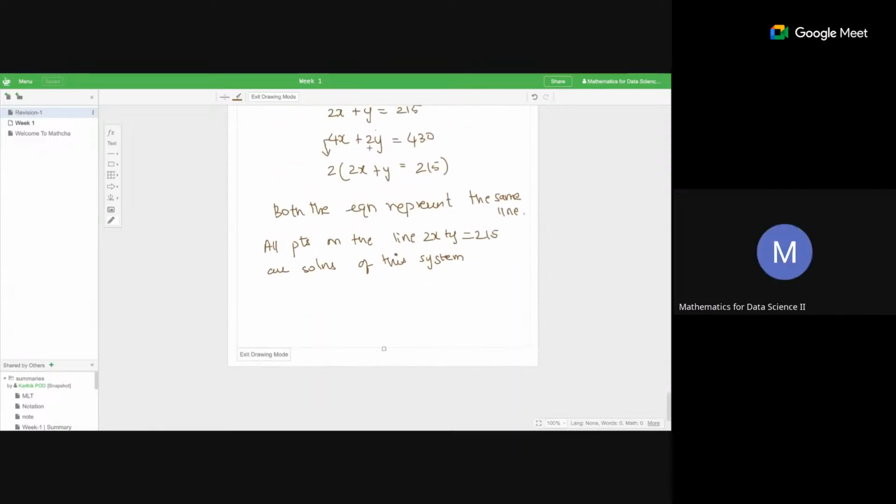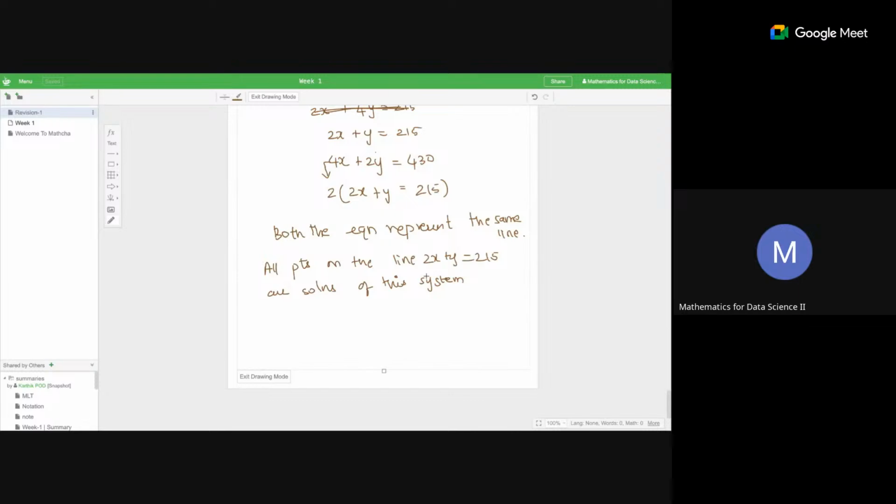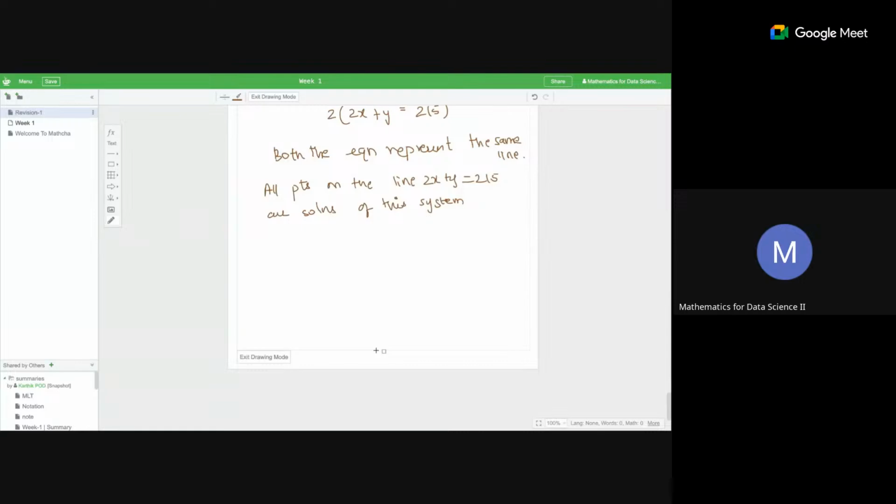So here both the equations represent the same line. So all points on the line are solutions of the system. So we have infinitely many solutions. Okay, you all follow now? Yes, ma'am. So what is the last scenario? Can you tell me? What is the last scenario? No solutions. So now let us see.